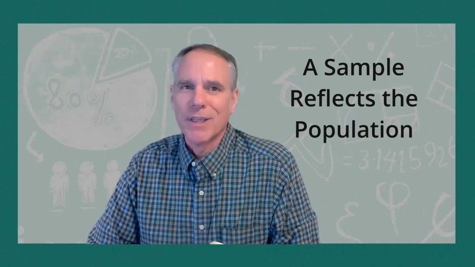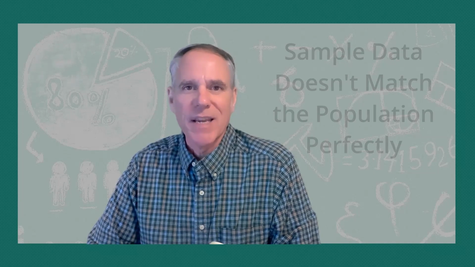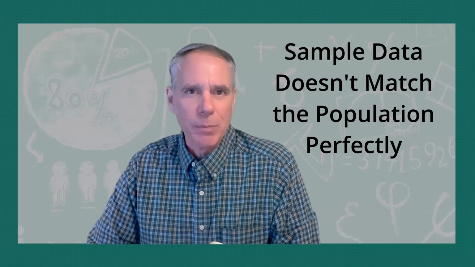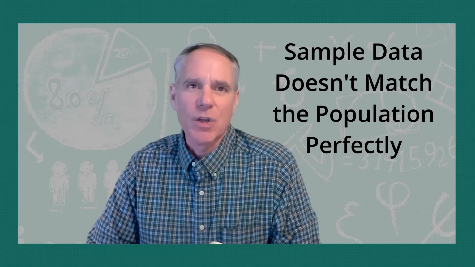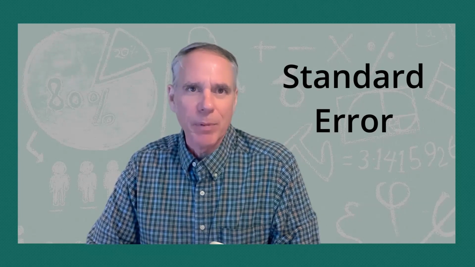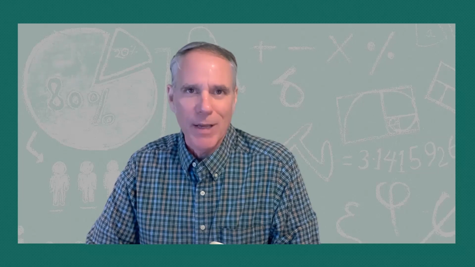But it's also important to understand that the sample data is never 100% accurate. There's a small amount of unknown difference between your sample data and the actual population's data. And this is called standard error. And your goal is to develop a good sampling plan and to minimize this error so that your sample data reflects the entire population as closely as possible.